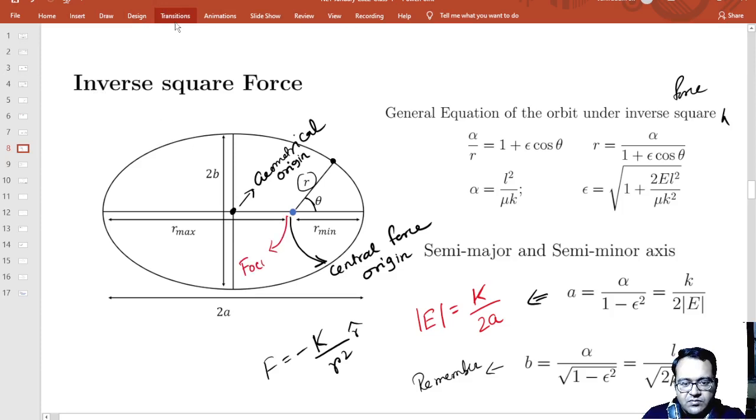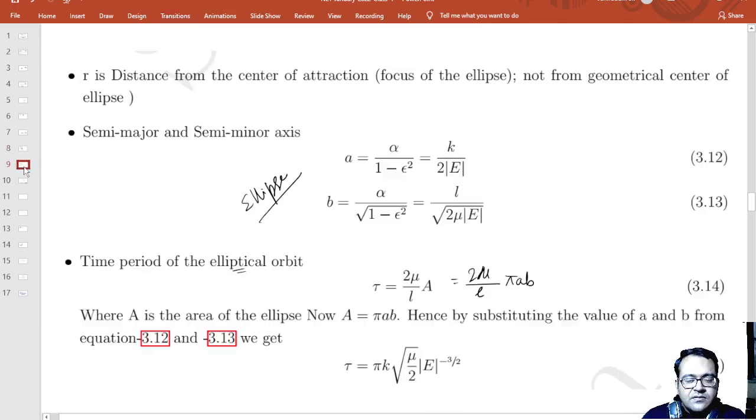This is the focus. We already discussed the ellipse. Sorry, this is a repetition. The time period of the elliptical orbit is tau equals 2 mu by L into A, where A is the area. This is a very important result.